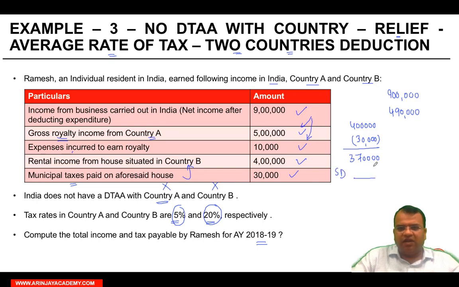स्टैंडर्ड डिडक्शन, दैट विल बी 30% ऑफ दिस. सो 30% ऑफ 3,70,000 विल बी हाउ मच? यू कैन यूज योर कैलकुलेटर टू कैलकुलेट. दैट कम्स टू 111,000, right? And if you subtract this from 3,70,000, you will get 2,59,000.